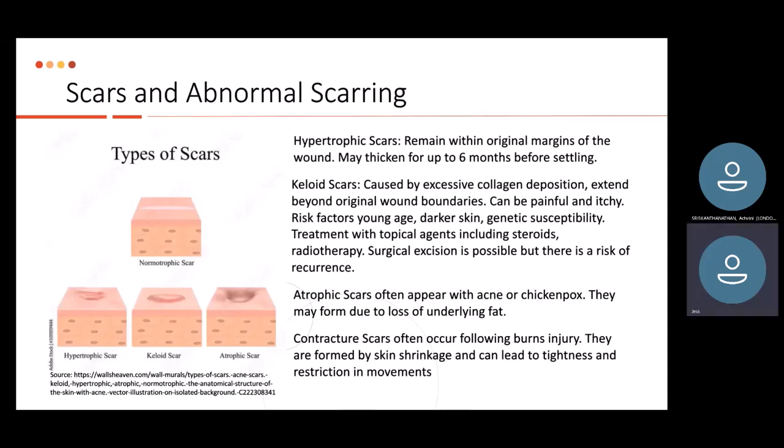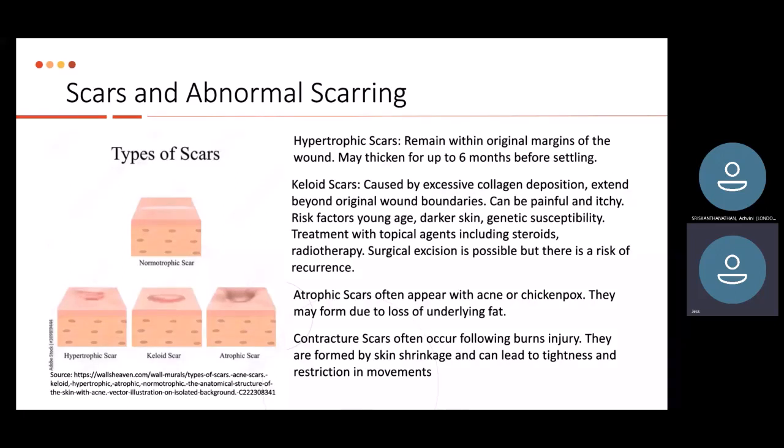Other things you can get with scarring are things like contracture, which often happens following burns, and it can lead to tightness and restriction of movements. That's why when scars are in quite mobile areas, it's really important to do, say, hand therapy if it's the hand, to make sure you move it as much as possible to try and loosen the contractures and keep the function of whatever is affected.